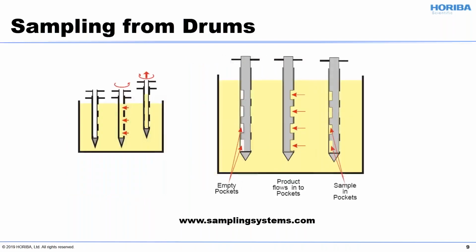Here's another example of a powder thief, where you have multiple doors up and down the length of the pole, and so you can pull particles into all the doors in one shot. So that's a little bit easier.